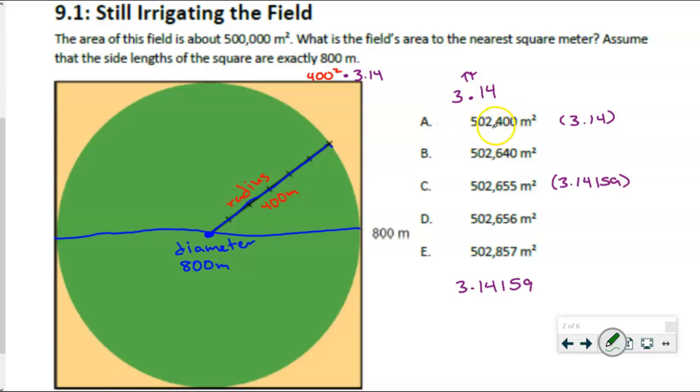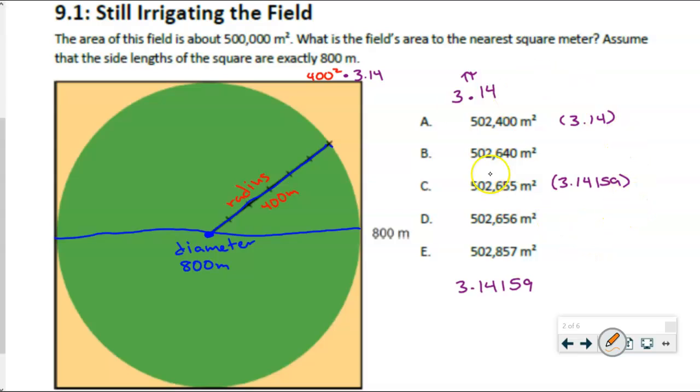Compare these answers. A, where we just use 3.14, and C, where we use 3.14159. Is that a big difference between those? Yeah, that's a really big difference. 502,400 square meters, 502,655 square meters, that is a difference of 255 square meters, right? Is that a big difference? Yeah, just adding a few extra decimal places of accuracy does have a big impact.